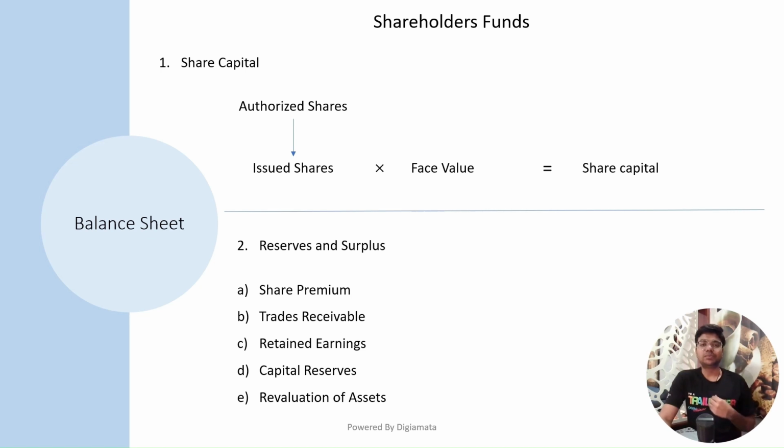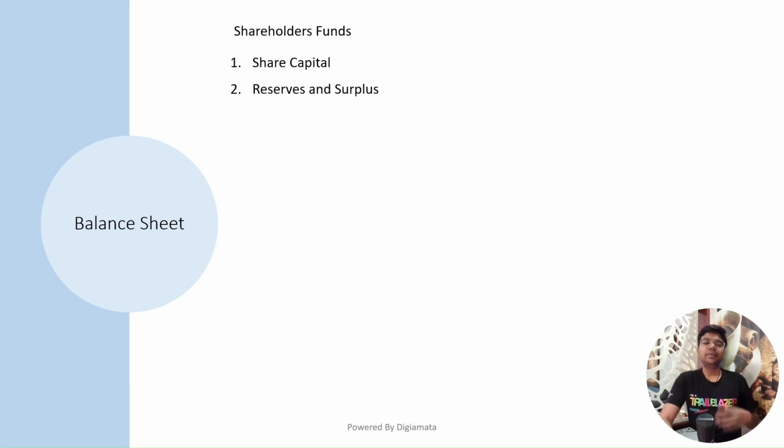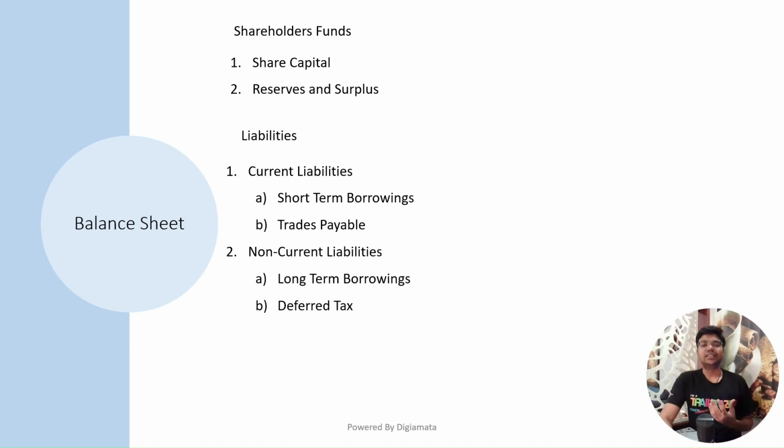Let's proceed to the next part. The main essence of the balance sheet is about balance: the balance between liabilities and assets. So what is a liability? A liability is anything which you have to pay back, something that you owe. It can be defined further into two terminologies. The first is your current liability and the second is your non-current liability.